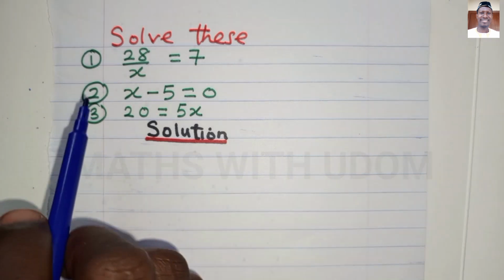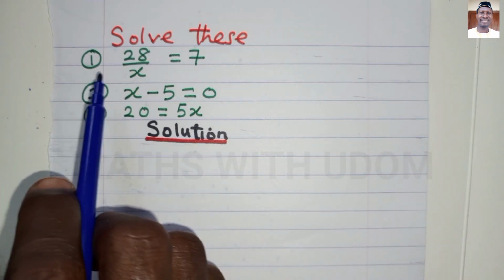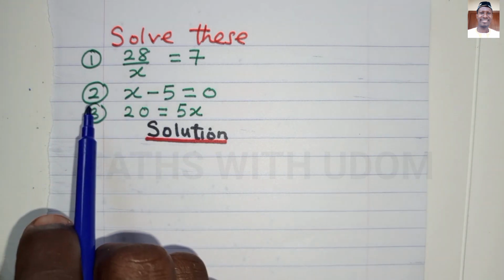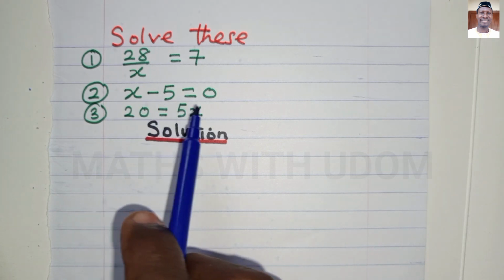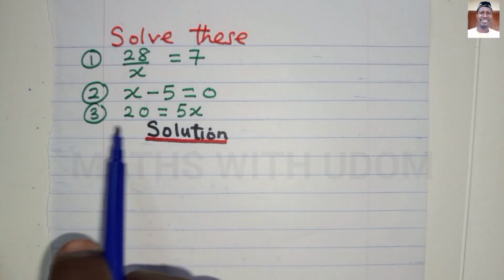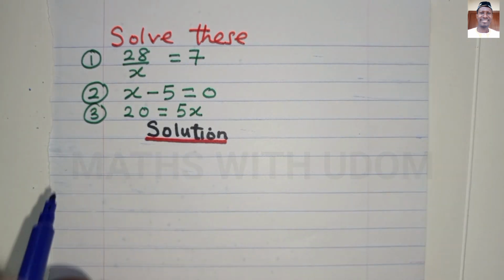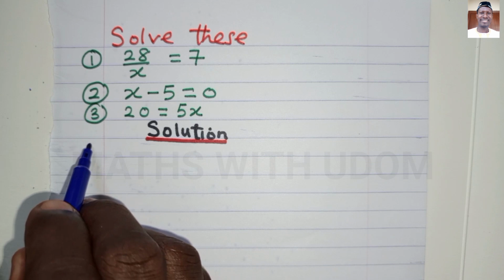Hello, we are asked to solve these equations. Question 1, 28 divided by x is equal to 7. Question 2, x minus 5 is equal to 0. Question 3, 20 is equal to 5x. So how do we solve all these three equations? Let's start one after the other.